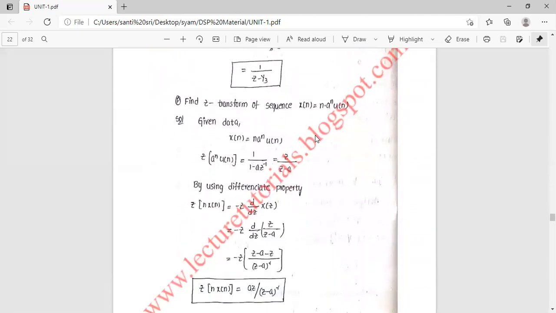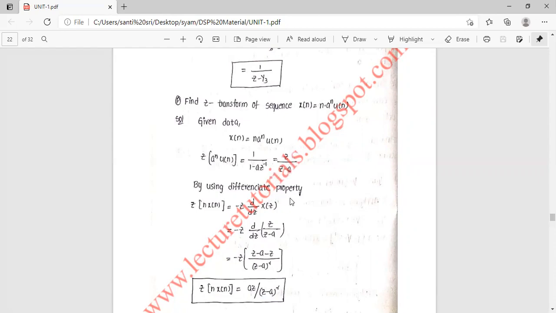Find the z transform of the sequence x of n equal to n into a power n into u of n. U of n means it is varying from 0 to infinity only. So sigma n is varying from 0 to infinity, x of n into z power minus n. So x of n is n into a power n into u of n. The z transform of a power n into u of n is nothing but 1 by 1 minus a into z power minus 1, or it is z by z minus a.